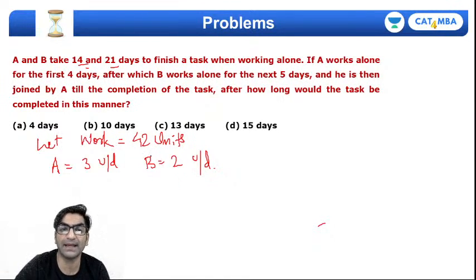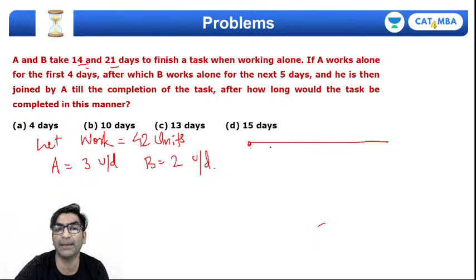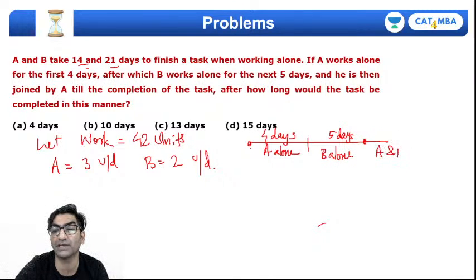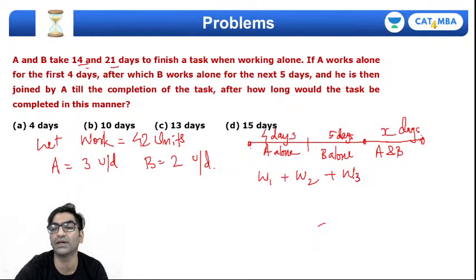So the rates have come, and if you look at the timeline, you know that initially A begins, and that happens for 4 days, then B works alone, and that happens for the next 5 days, and at that point A also joins him, so A and B work for the last, let's say, X days. And this way they complete the job, which means work W1 plus W2 plus W3, work in all 3 segments combined should be 42.